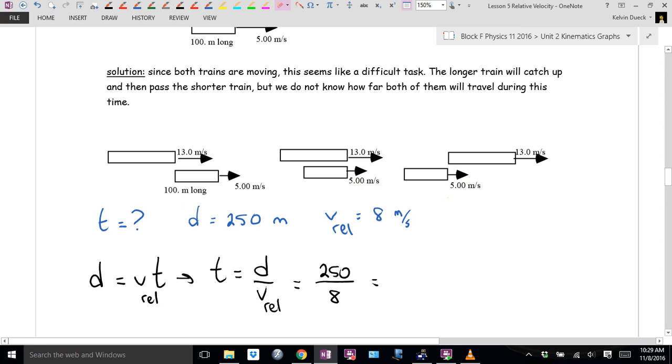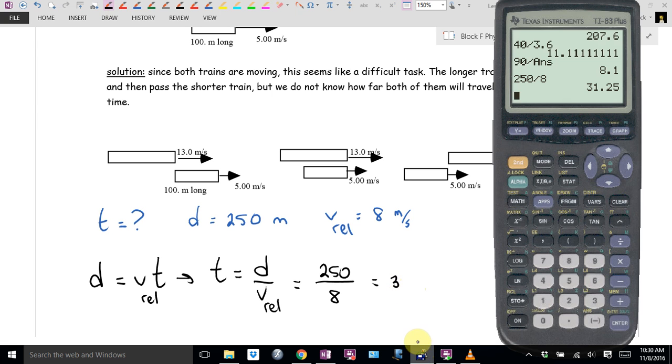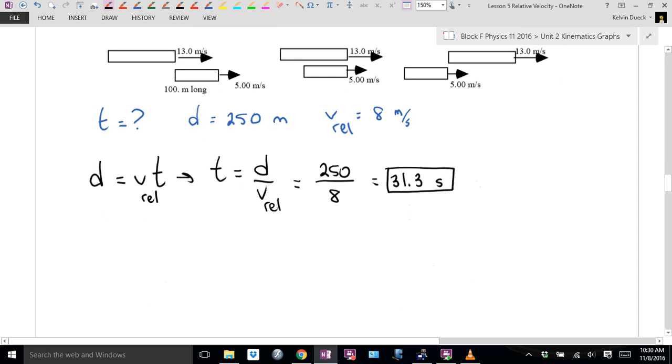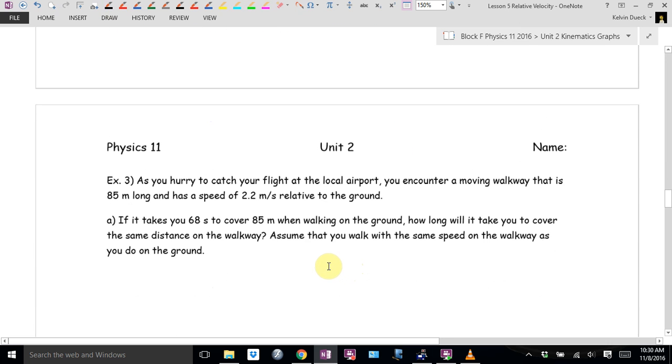If you wrote 31.25, I'd give you full marks, but I figured it was a nice chance to review some sig figs, which apparently some of you needed the review on. 31.3 seconds. Turn the page.